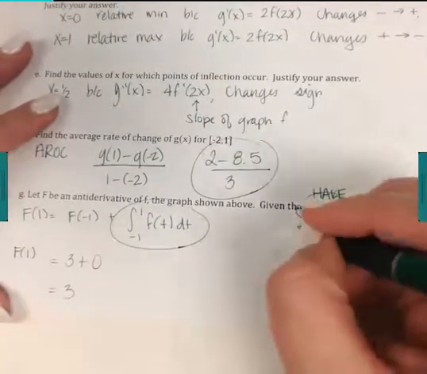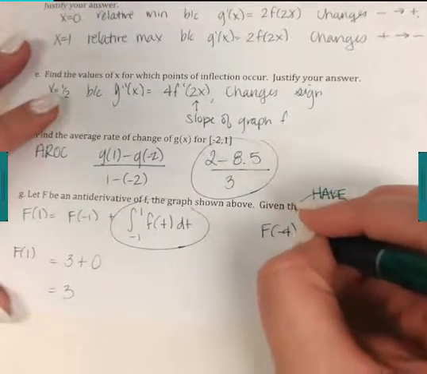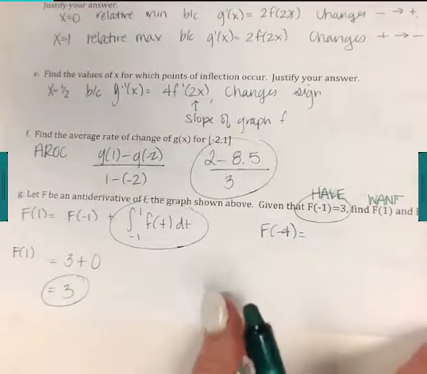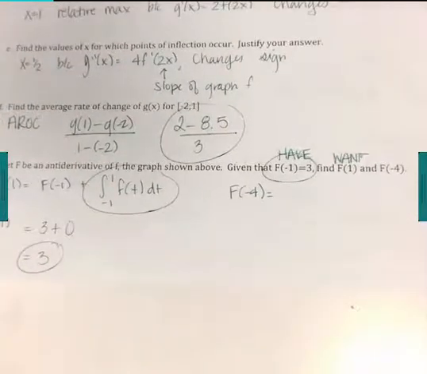Okay, now you do it for f of negative 4. So it asked you to find f of 1. We did it. So now do f of negative 4.